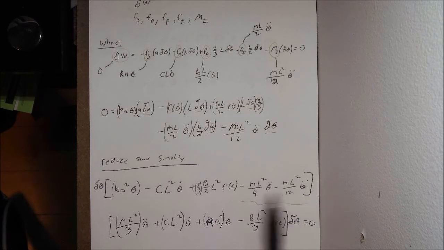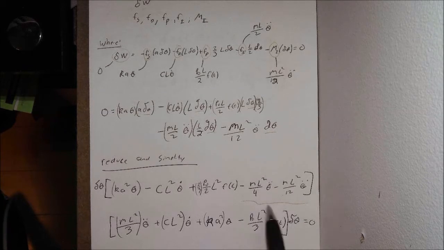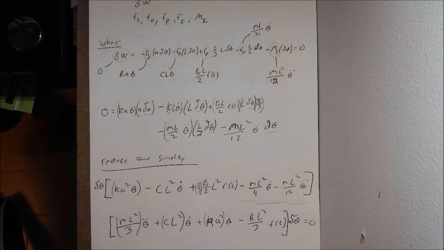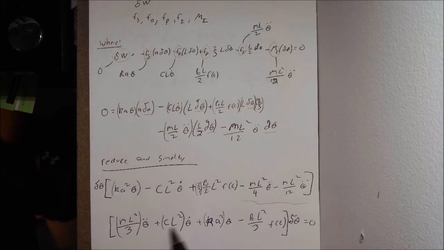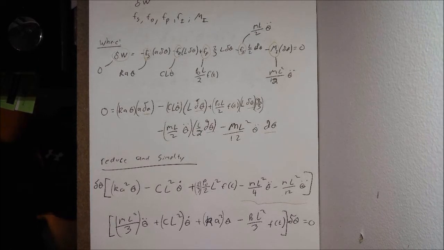So look at here, these are similar. We can combine these two together, put this over 12. We have here 3 over 12, 1 over 12 there. We end up with negative 4 over 12 there. Negative 4 over 12 is a third. So then we can come over here and rearrange and simplify a little bit more once we combine those together and do a couple more simplifications. This now becomes our ml squared over 3 times theta double dot, plus cl squared theta dot, plus ka squared theta, minus our p naught L squared over 3 f of t, times now this delta theta. This is equal to 0.